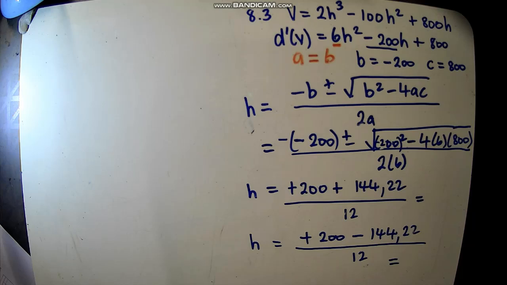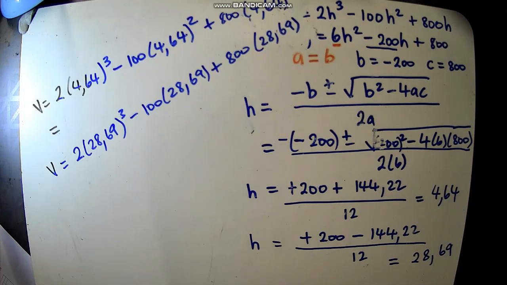Okay, do make a small correction there. That was negative 200, not positive 200. So it's negative 200, and that will give me positive 200. Okay, those are our two values for h, 4.64 and 28.69. We will then take them and substitute them into the original equation and get two answers, choosing the maximum answer for our answer. So substituting both those values into the original equation, that's the one right on top, and we will get two answers there.